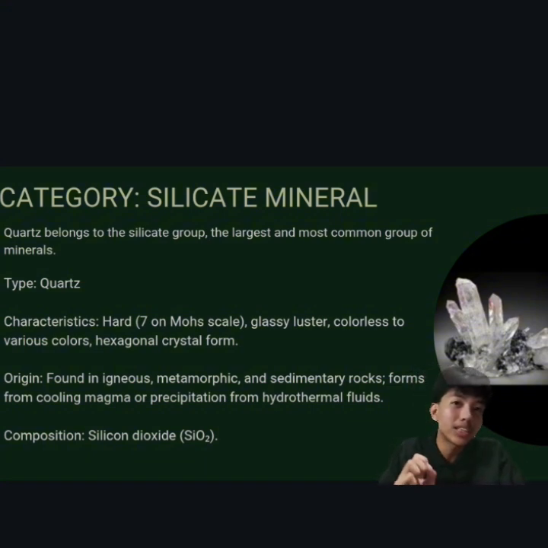For the mineral that I have found in our neighborhood, it falls under the category of silicate mineral, which is quartz. Quartz is hard and ranks 7 on the Mohs scale. It also has a glassy luster, is colorless to various colors, and has a hexagonal crystal form. It originates in igneous and metamorphic rocks. It is formed from the cooling of magma or the precipitation from hydrothermal fluids. Its chemical composition is silicon dioxide, or SiO2.